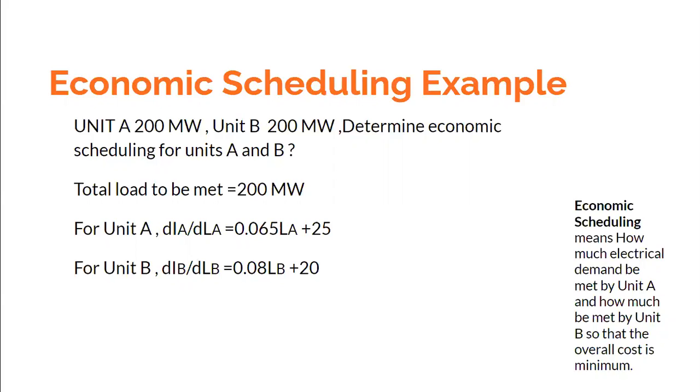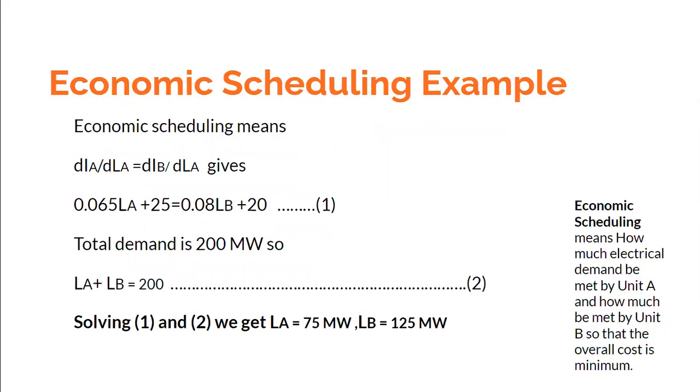Now, if you want to schedule it economically, meaning you want to ensure that this power system is operating at the minimum fuel cost, then the incremental heat rate of unit A has to be equal to the incremental heat rate of unit B. In other words, 0.065 LA plus 25 has to be equal to 0.08 LB plus 20. This is equation 1. The second thing we know is that the total demand is 200 megawatts, so LA plus LB has to be 200. These are two simultaneous equations with two unknowns, and we solve them.